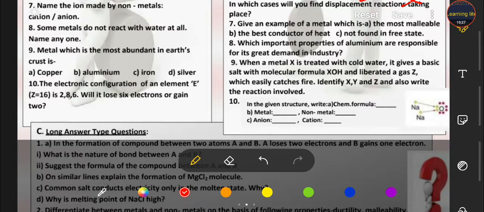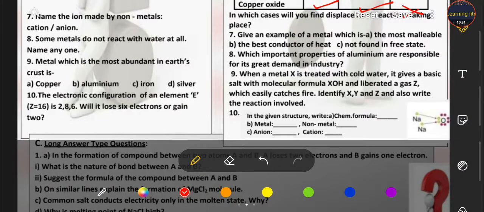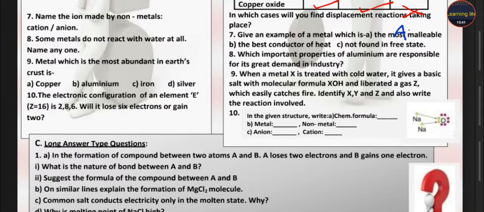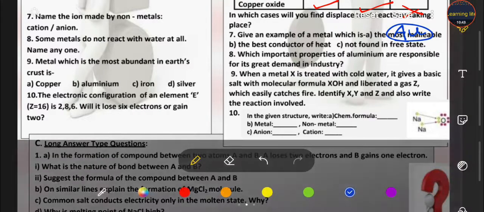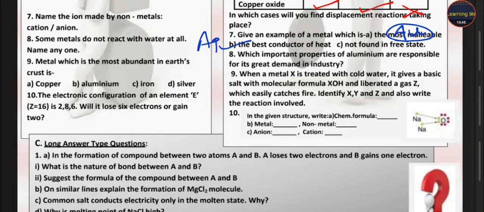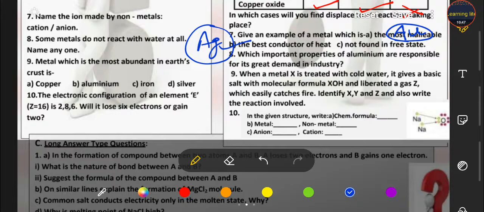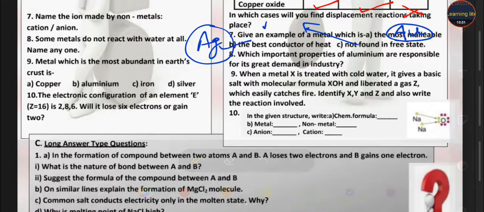7th question: give the example of a metal which is most malleable. Which is most malleable? That is gold, Au. Best conductor, that is silver, Ag. Not found in the free state, that is sodium and potassium.